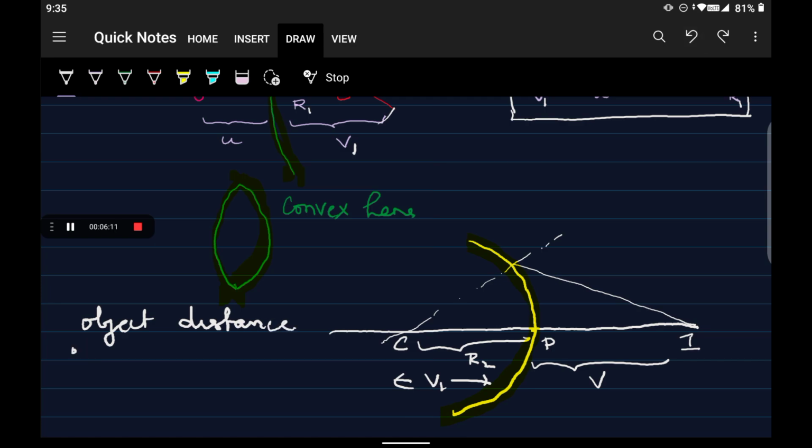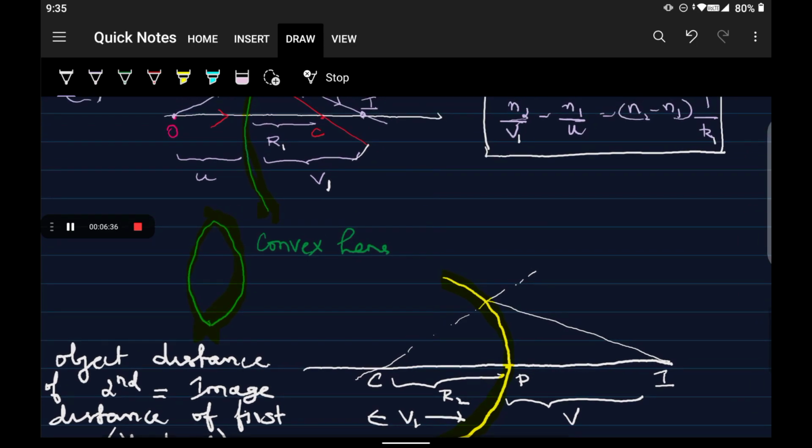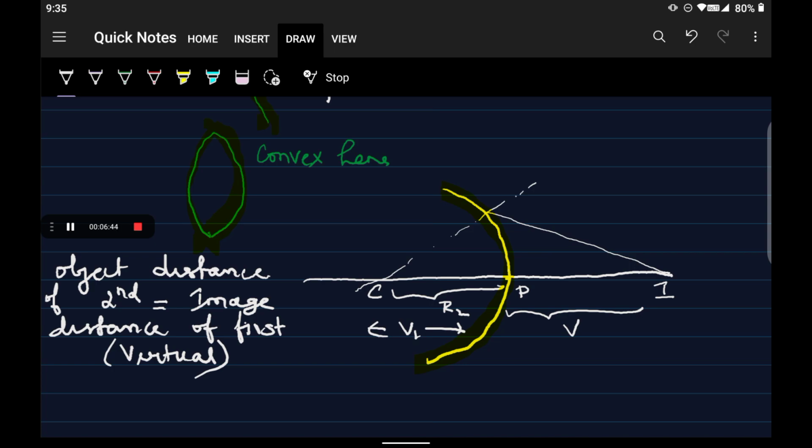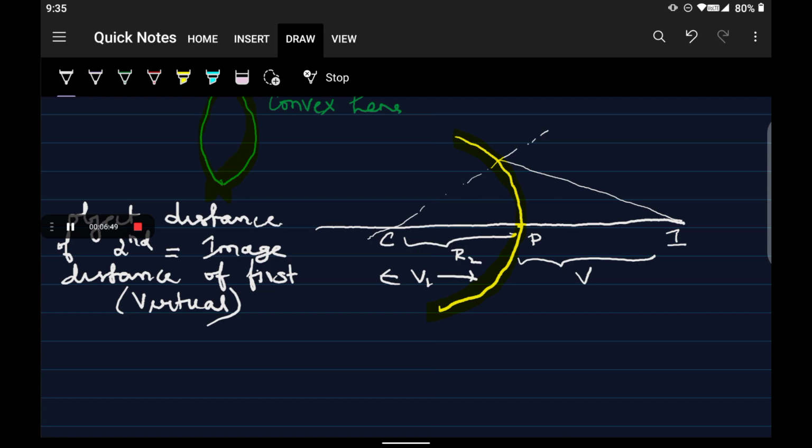So the object distance of the second refracting surface will be the image distance of the first one. That image also is a virtual image, right? So that V will be V1. I am taking V1 for the first refracting surface, and hence I change the relation: N2 by V1 minus N1 by U is equal to N2 minus N1 into 1 by R1. Now, instead of deriving again by applying the geometrical construction, let me consider the relation.